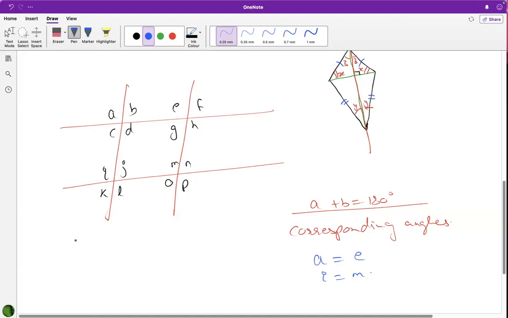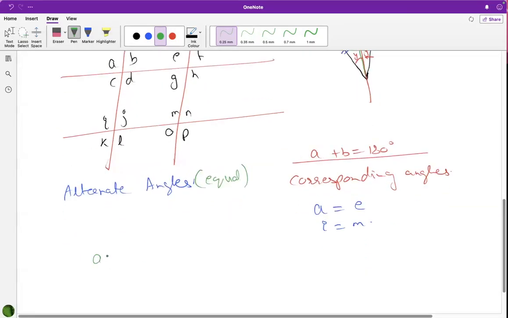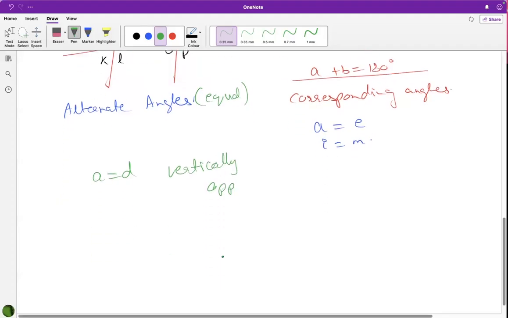Okay. What about alternate angles? These were A and D? A and D are equal, but they were vertically opposite. A is equal to D. This is vertically opposite. And let's elaborate this.